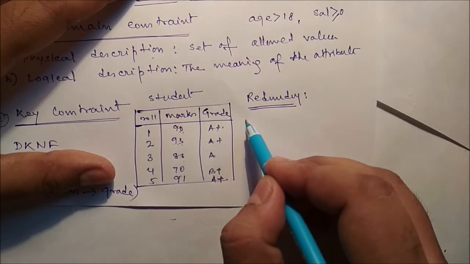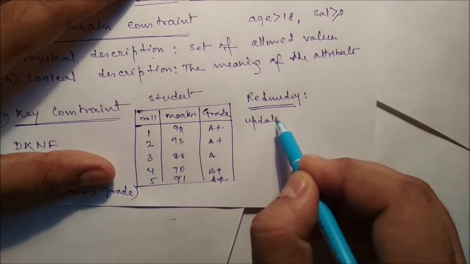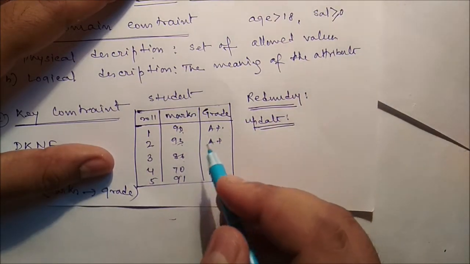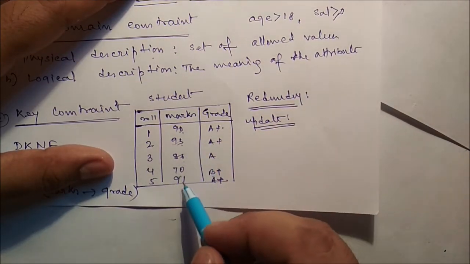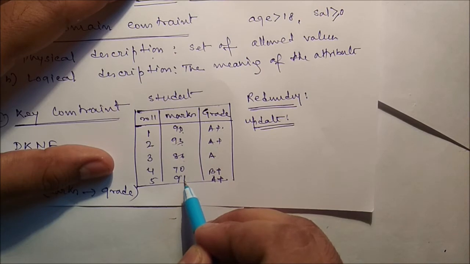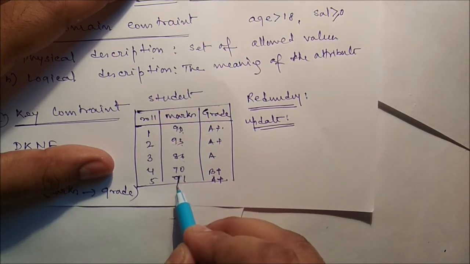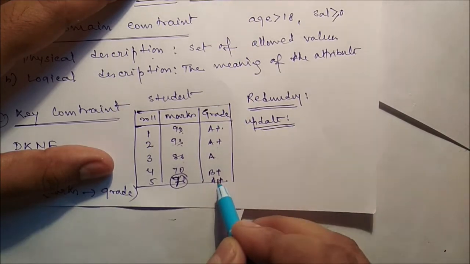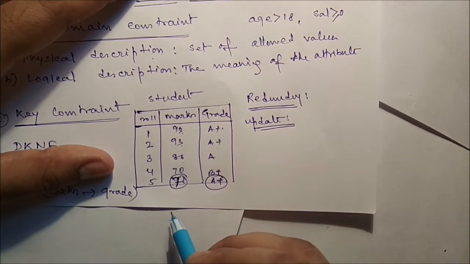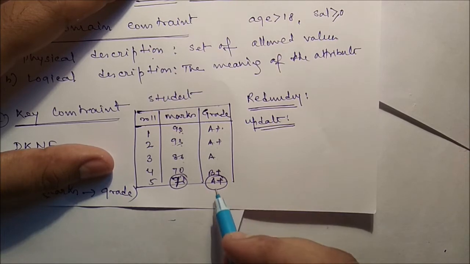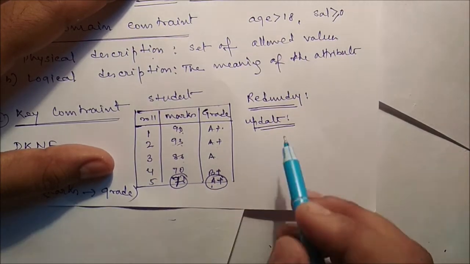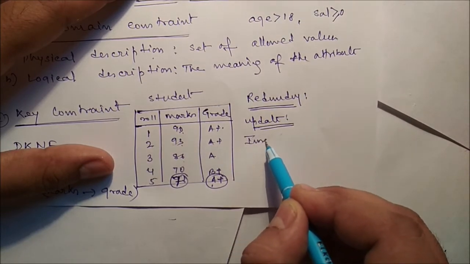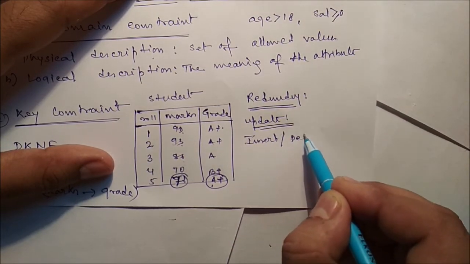Next is update anomaly. Now what is update anomaly? Suppose by mistake it is 91, say it should be 71. So we have to change here in this position and this position also. So if you change the marks, we have to change the grade also. That is update anomalies. Next, insert and delete anomalies.